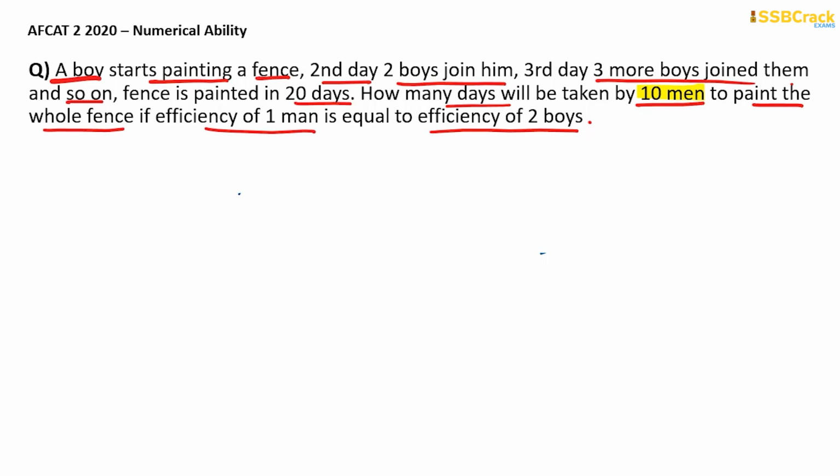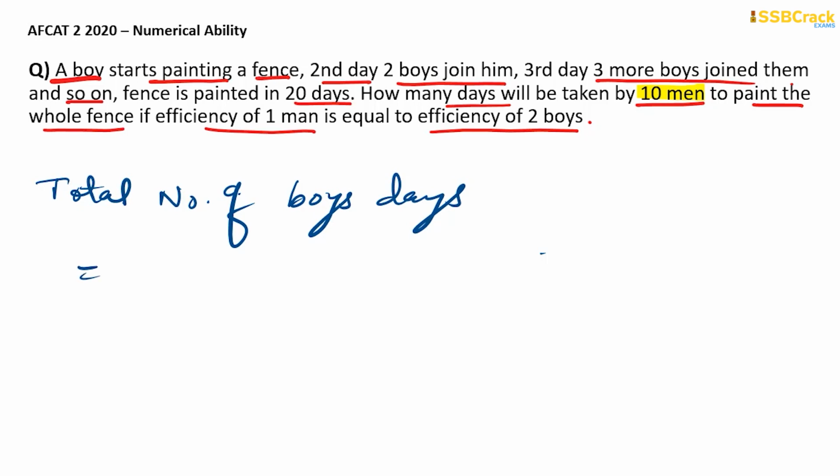Okay, so here we shall first of all note how many are the total boys days, meaning boys are taking how many days exactly, we don't know this, because the process is like first day 1 boy is working, second day 2 boys have been added in the work, third day 3 boys. So we shall calculate first of all the number of boys days. So we shall note the total number of boys days. Okay, so this we calculate by the series, because first day 1 boy, second day 1 plus 2, third day 1 plus 2 plus 3 plus so on.